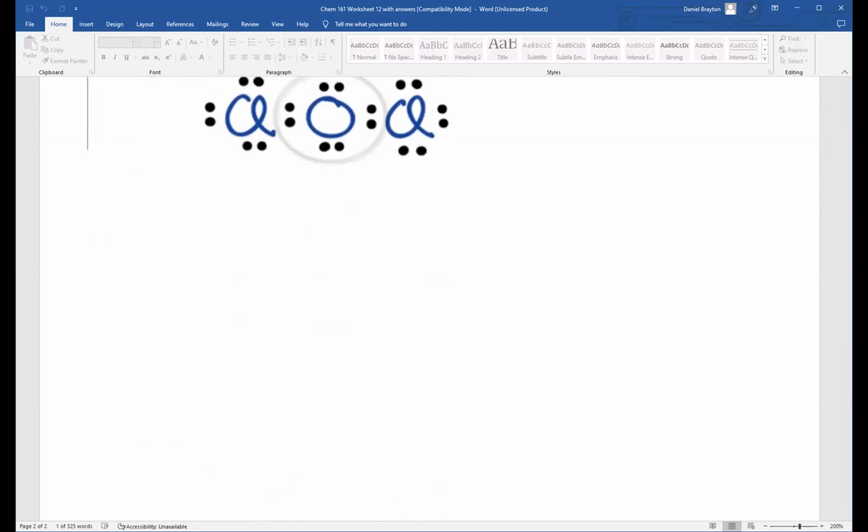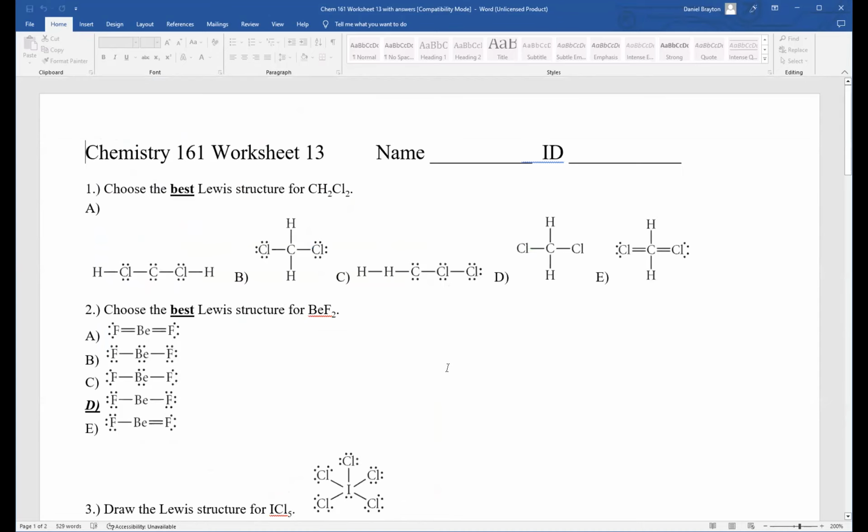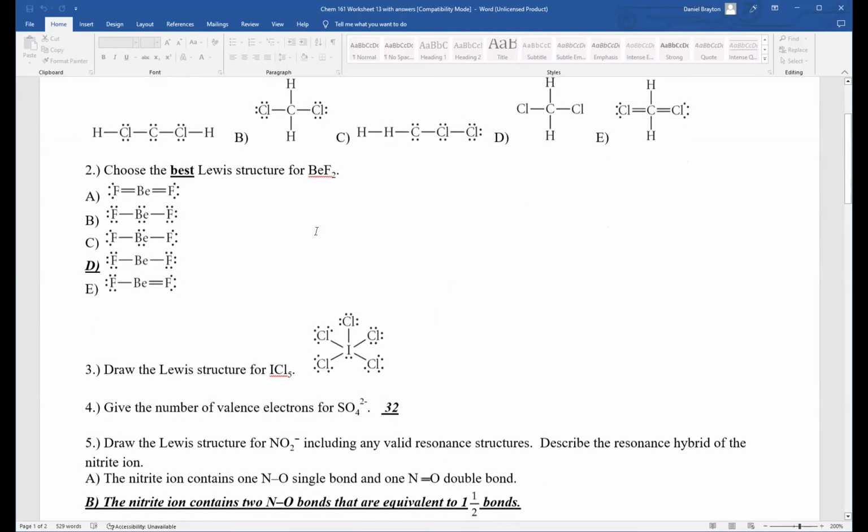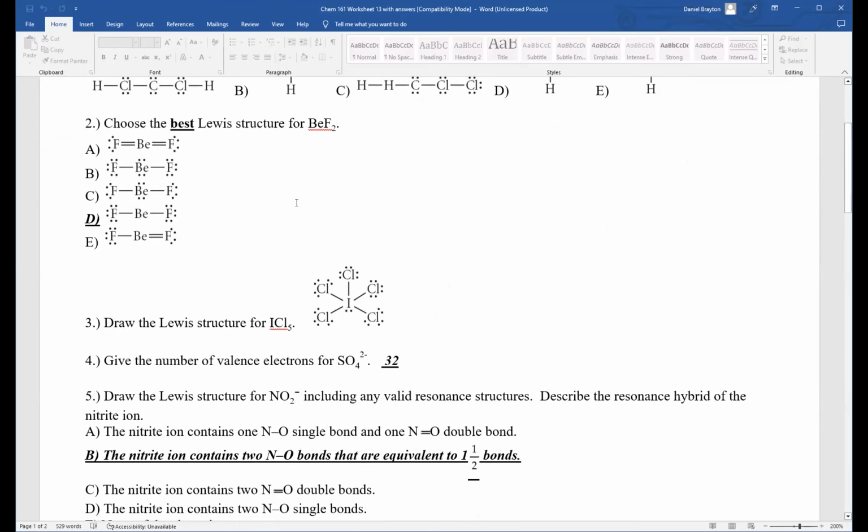That was 12. 13. I think that one is the same picture on the same problem from the study guide. So let's do 2. This is one that I wouldn't put on a test, but these worksheets are meant to make you go search and think and whatnot.